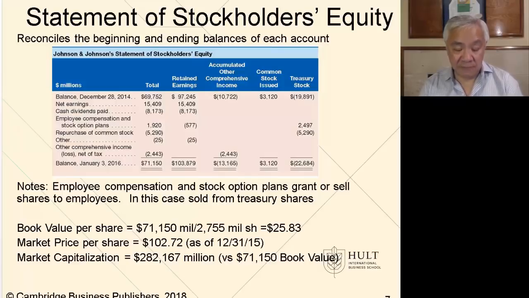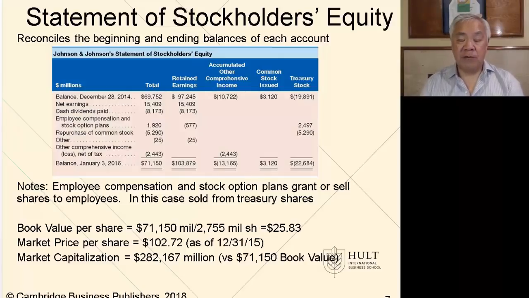Other, that's disclosed in the notes to the financials, and OCI, which is one or more of the 4 exceptions to going through the income statement, is the $2.4 billion, right? So at the very bottom, we have the balances for the 4 components of shareholders' equity, those being retained earnings, AOCI, common stock, and treasury stock. There's a note here that the employee stock options and compensation are shown as a reduction because we're using some of the treasury shares to satisfy that particular transaction.